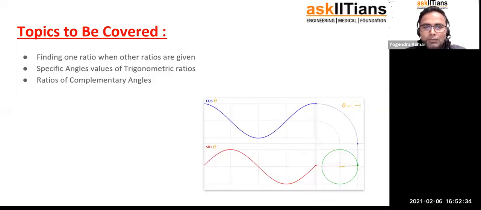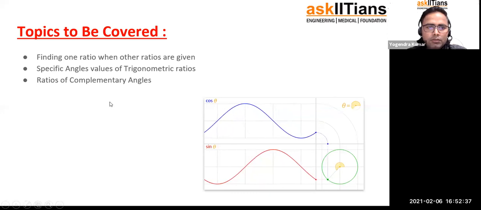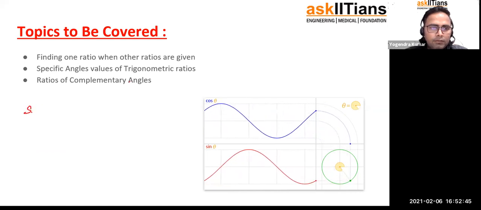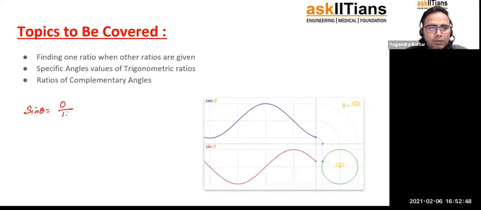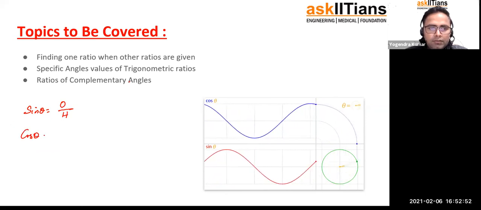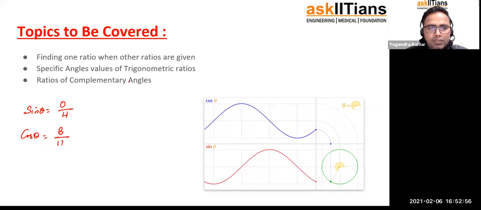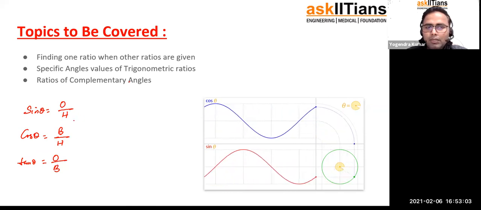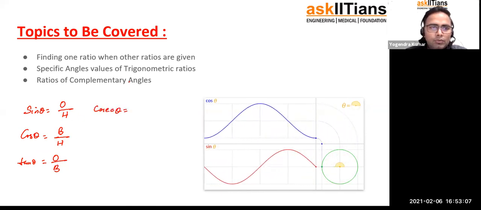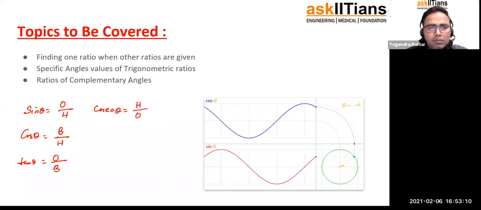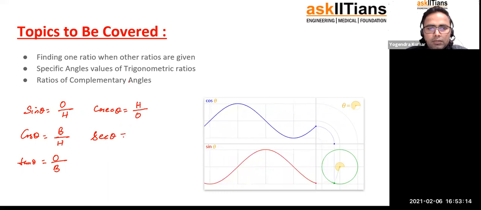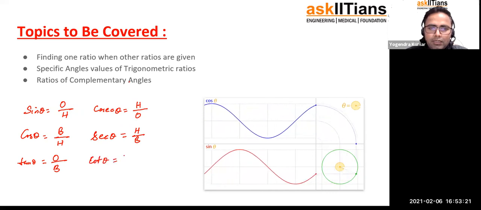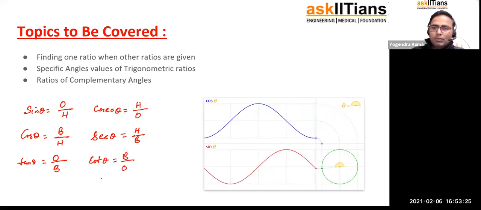I hope you remember all those topics, all those 6 trigonometric ratios. Let me revise for you right now. Sine of theta is what? Opposite divided by hypotenuse. Then cos of theta is what? Base or adjacent divided by hypotenuse. Then tan of theta is what? Opposite divided by base or adjacent. Now cosec theta is what? Reciprocal of sine theta, so this is hypotenuse divided by opposite. Secant theta is what? Reciprocal of cos, which is hypotenuse divided by base. And cot theta is what? Base divided by opposite, right? So this is what we have.